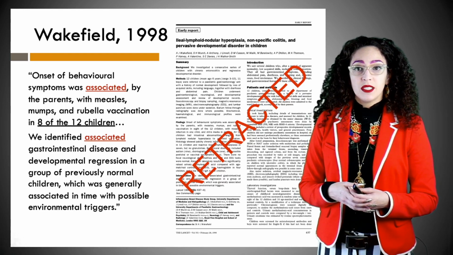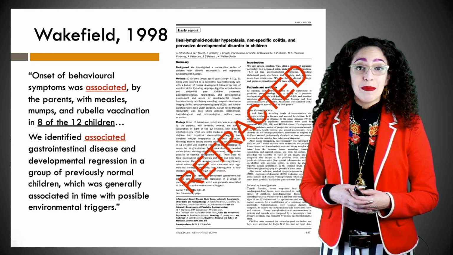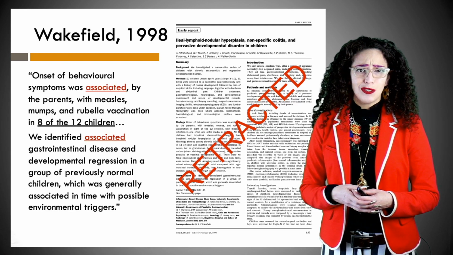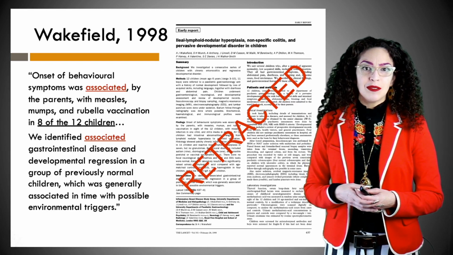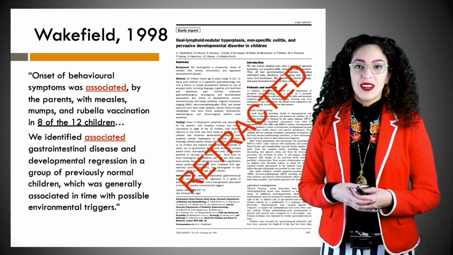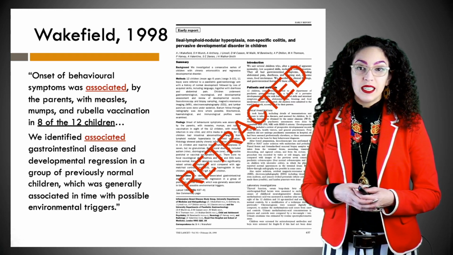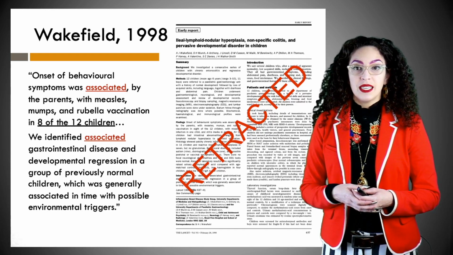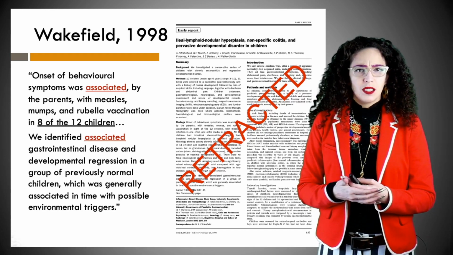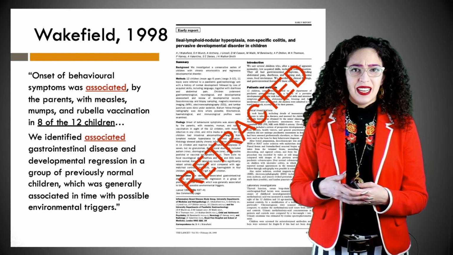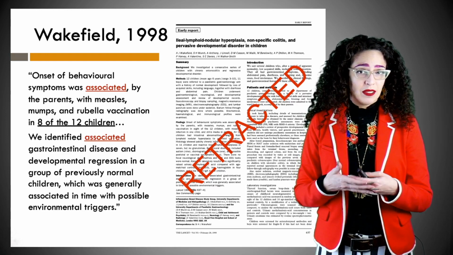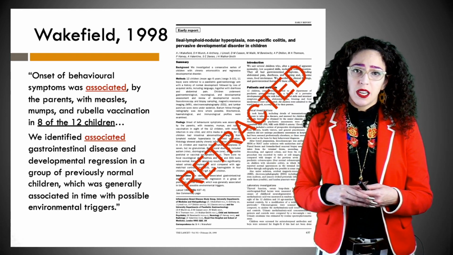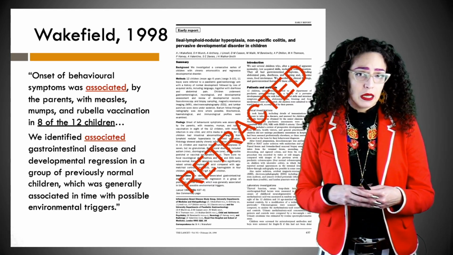Quote, onset of behavioral symptoms was associated by the parents with measles, mumps, and rubella vaccination in 8 of the 12 children. We had a sample size of 12. We identified associated gastrointestinal disease and developmental regression in a group of previously normal children, which was generally associated in time with possible environmental triggers. So what is this kind of saying? Well, it's the parents who thought that after the MMR vaccine was administered, their child started to change, there were behavioral changes, and that is what possibly caused the autism.